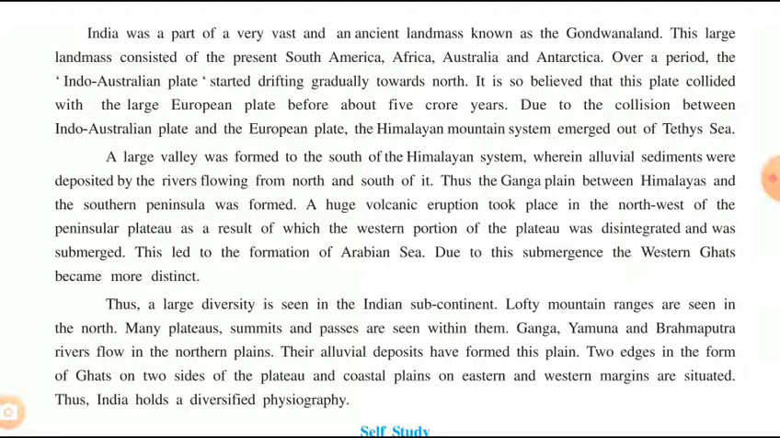Second, a large valley was formed to the south of the Himalayan system, wherein alluvial sediments were deposited by rivers flowing from the north and south of it. The Ganga plain between the Himalayas and the southern peninsula was formed. A huge volcanic eruption took place in the northwest of the Peninsular Plateau, as a result of which the western portion of the plateau was disintegrated and was submerged. This led to the formation of the Arabian Sea. Due to this submergence, the Western Ghats became more distinct.